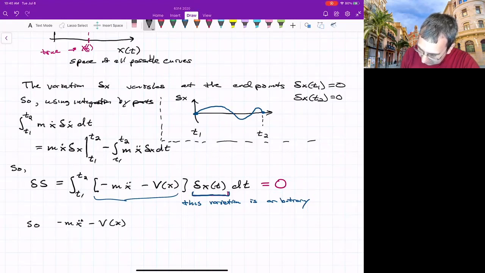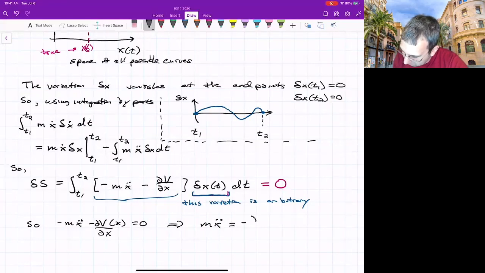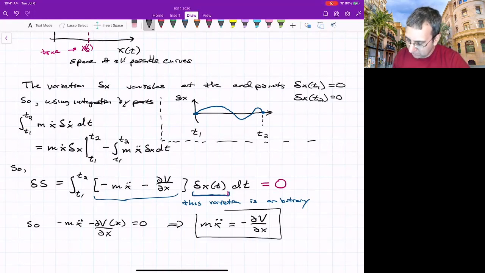minus v x equals 0. Or another way to put this is mass times acceleration equals, oh, sorry, I messed up somewhere up here. This wasn't v, this was partial v, partial x. So this is minus partial v, partial x. And then maybe now you'll recognize it as Newton's second law. We've got a force that comes from a potential energy.